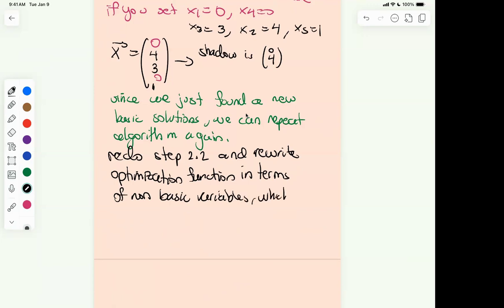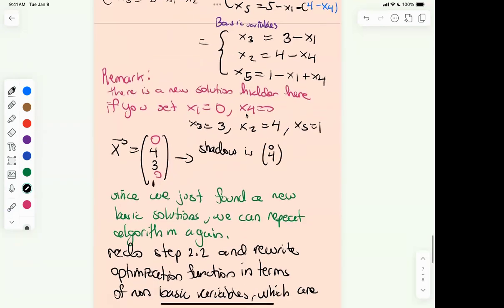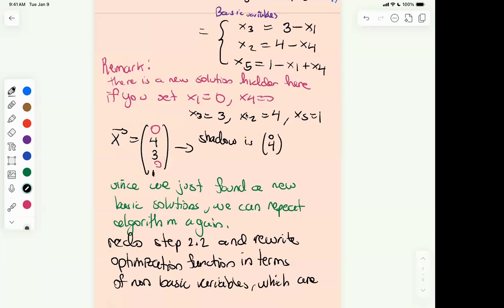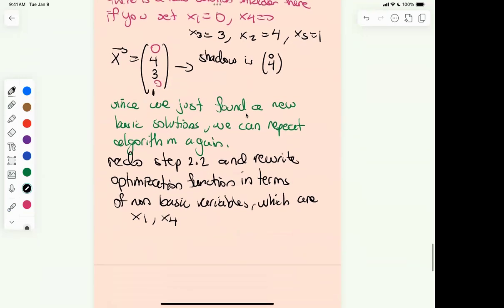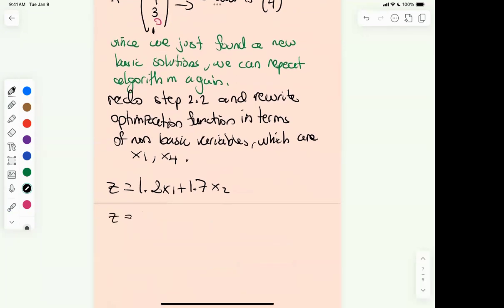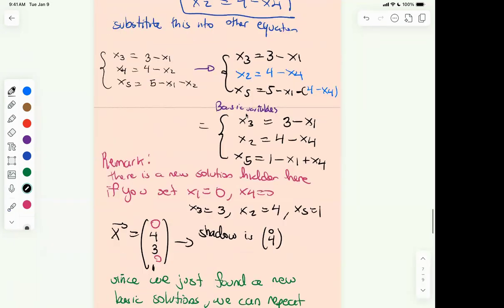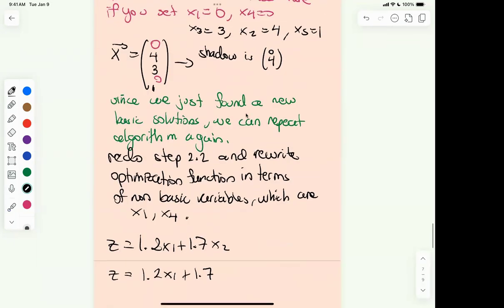which are the non-basic variables now. A nice thing is you can always read them from the right-hand side of the system of equations, so just x1 and x4. Again, z was 1.2 x1 plus 1.7 x2, right? 1.2 x1 is fine. We can leave it like that because x1 is still non-basic, so it's allowed to stay there. But what is 1.7 x2? x2 is 4 minus x4, right? That's what we were using.